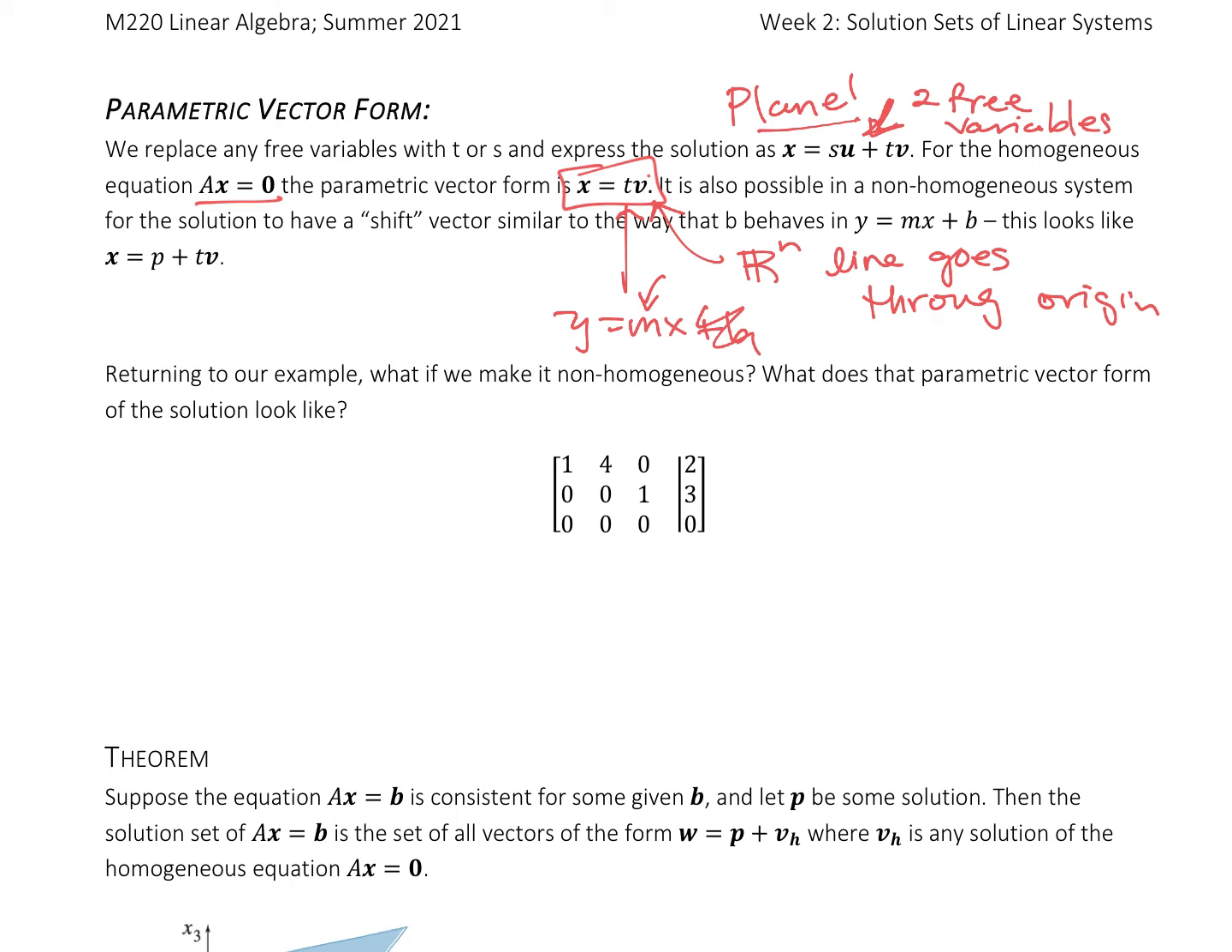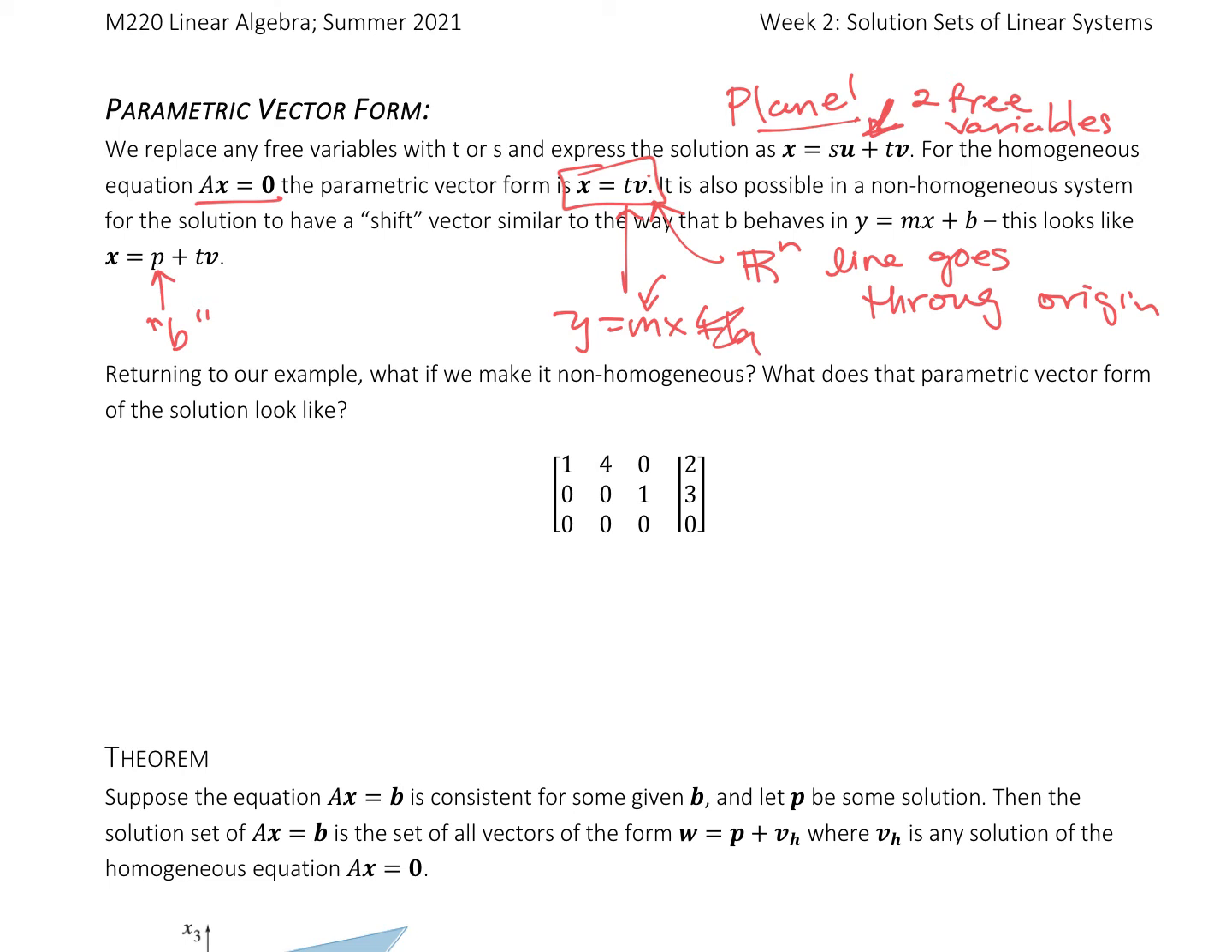But if I have a non-homogeneous system that has a vector that's not multiplied by a free variable, in other words, I have some other piece there, then we can think of this as like the b in y equals mx plus b. I'll show you a picture in a minute. But that b there is our shift up or down. So this is a shift that takes our entire plane or line or whatever our solution type looks like, and shifts it up and down. And that's really, yay, linear equations. They're so exciting.